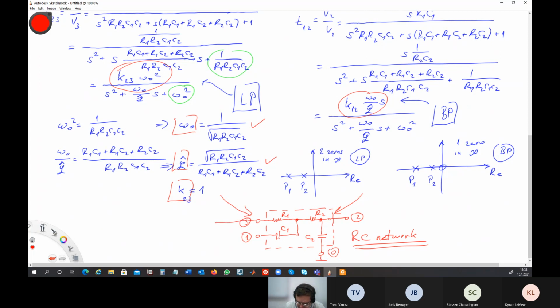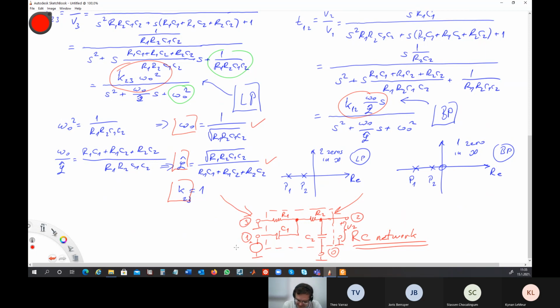How can we use input number 3? We can just connect here a voltage source V3, and the second input can be grounded. How can we use input number 1? Also very simple. We can ground input number 3 and put a voltage source at input number 1. And of course, in both cases, we can measure here the voltage of node 2.